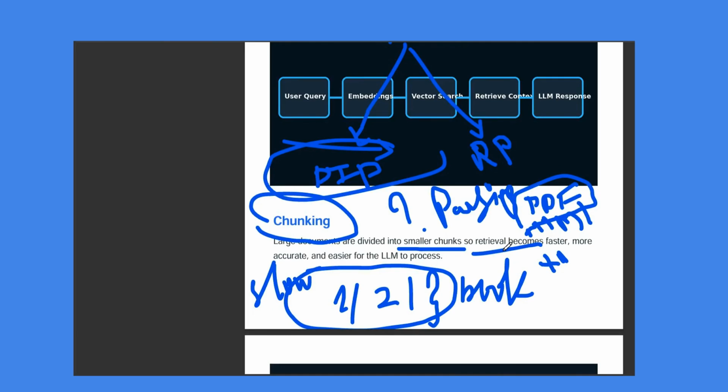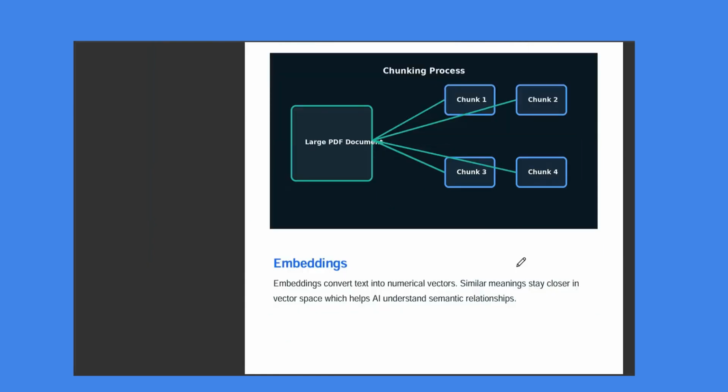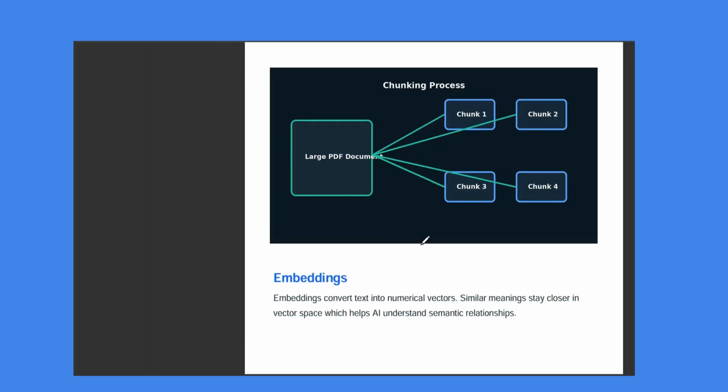Okay, great. Now we divide the text into smaller chunks. But now another question comes. How does AI actually understand these chunks? Yeah, that is a valid point, right? And this is where one of the most important concepts comes in, that is called embeddings.